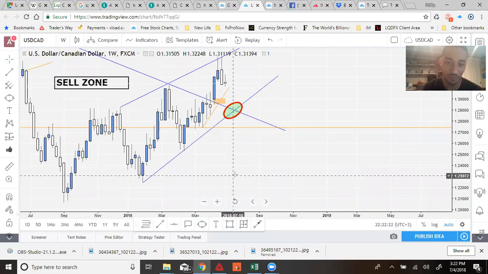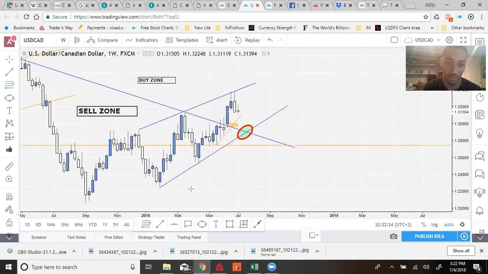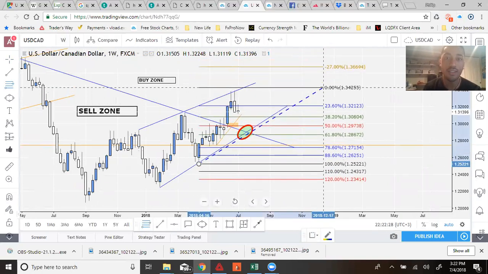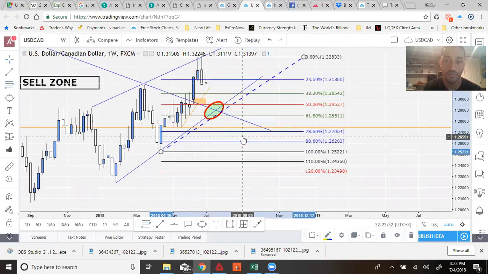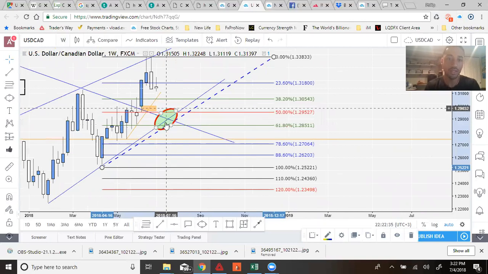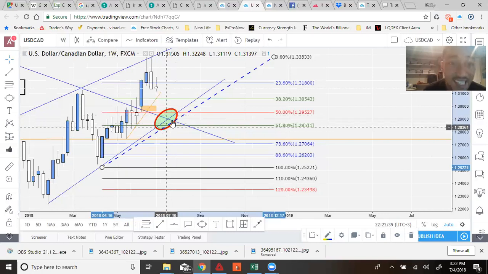Let me put my fibs on to see what point. If that's confluence, meaning it's at a perfect area, 61.8. Okay, it's in between 50% and 61.8. Beautiful, like to the T. And it looks like you'll get there too.